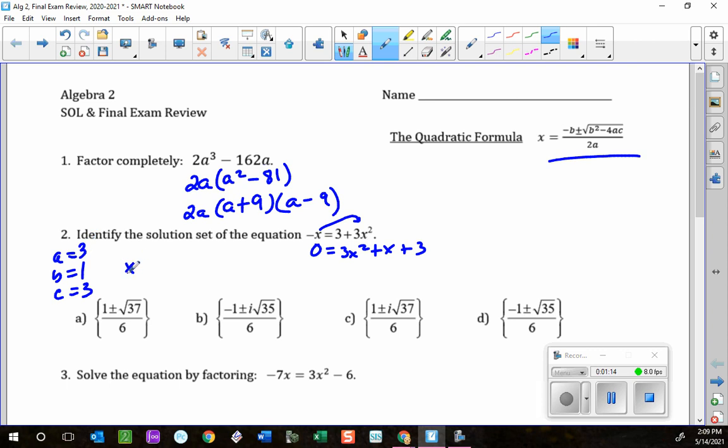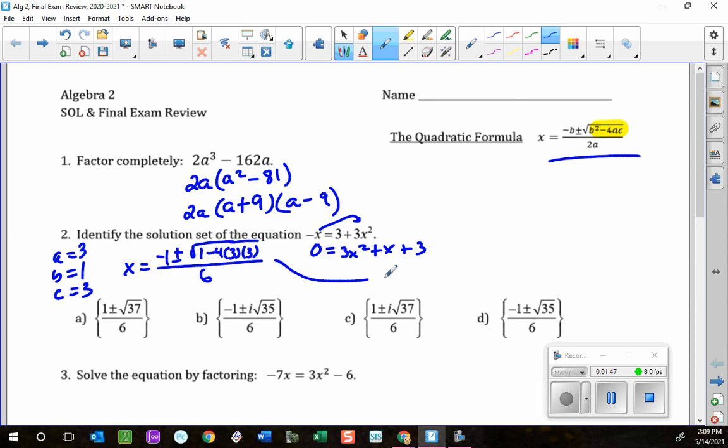So I get x equals negative b, so that would be negative 1 plus or minus the square root of b squared minus 4ac. Now remember, this part inside here is called the discriminant, and it does a lot for you. It tells you what kind of solutions you have, real, imaginary, or just 1 or 2 solutions, things like that. So b squared, that would be 1, because 1 squared is 1, minus 4 times a and c. Well, a is 3 and c is 3 as well. Over 2 times a, so 2 times 3 is 6.